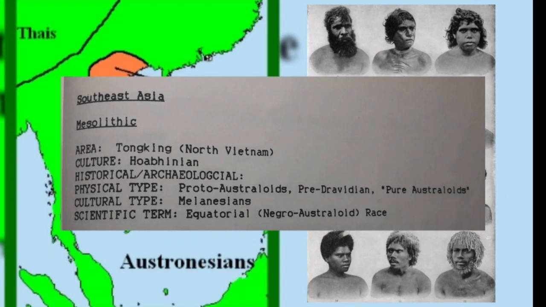Referring back to the work of James E. Brunson: Southeast Asia, Mesolithic, area, Tongking, North Vietnam, culture, Hoabinhian, historical, archaeological, physical type, proto-Australoids, pre-Dravidian, pure Australoids, cultural type, Melanesians, scientific term, equatorial Negro-Australoid race.